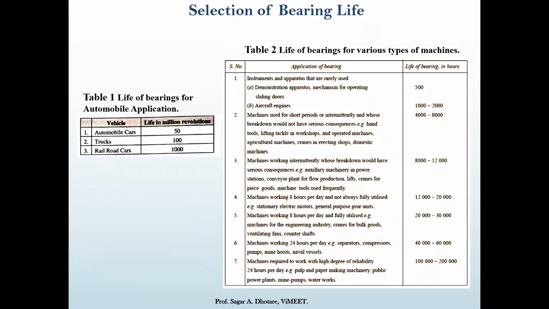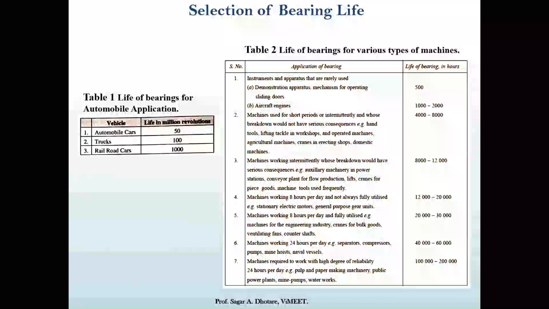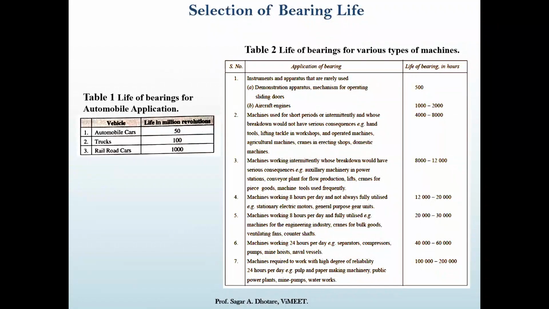Again, the working hours per day. A few machines work 8 hours per day, that is one shift. A few will work 16 hours or 24 hours per day also. So it totally depends on how many hours the bearing is working. If it is working continuously, the life is always reduced as the working time increases.